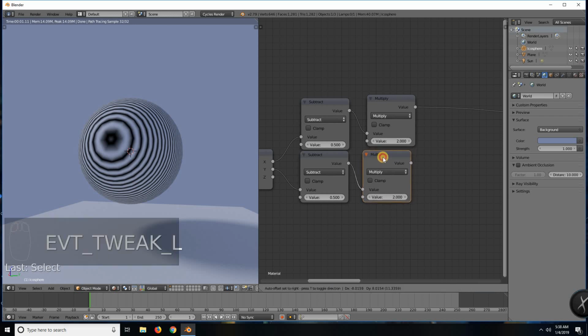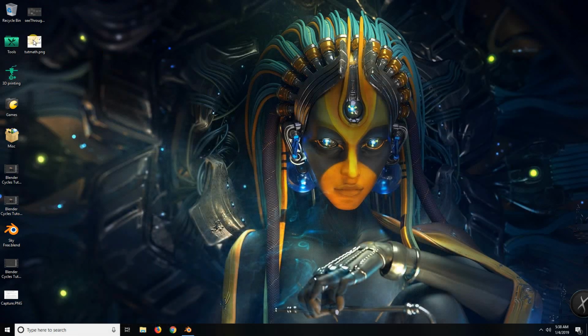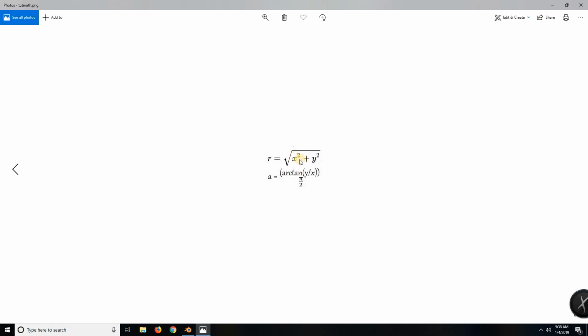We now have our numbers set up the way we need for our first equation, for the x squared plus y squared, and then find the square root of it. X and y are now set up the way we need them to be, so now we just have to do the math that's in this equation.